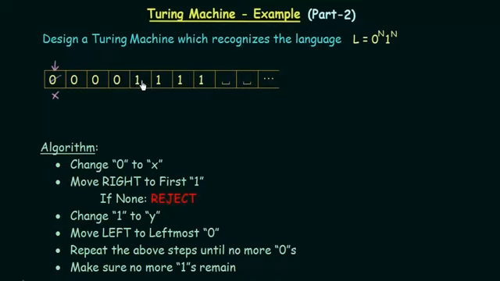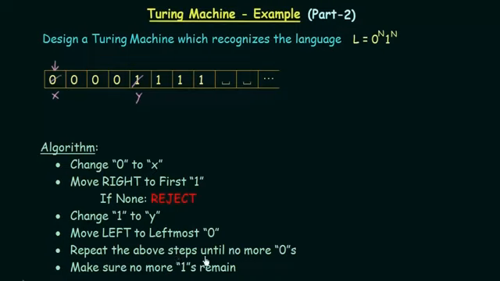So when we find the first 1, what do you have to do? You have to change that 1 to y. So I will change this 1 to y. Okay, and then you have to move left to the leftmost 0. I am over here right now, and I will keep moving left until I find the leftmost 0. So let me move left step by step, one step to the left, one step to the left, one step to the left, and here I find that this is the leftmost 0, because here I don't have a 0 anymore, it is an x.